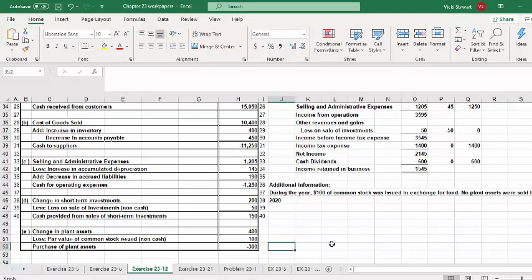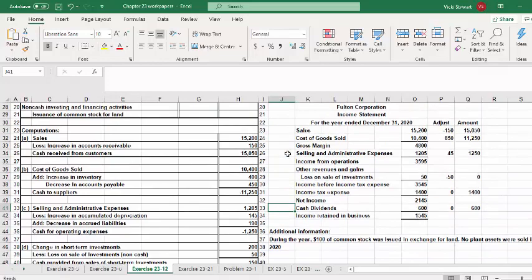Also, if you notice on the income statement, we had income tax expense of $1,400 and cash dividends of $600, and there was no adjusting amount for those because there was no account shown on the comparative balance sheet. So we'll just be subtracting those total amounts at the top.